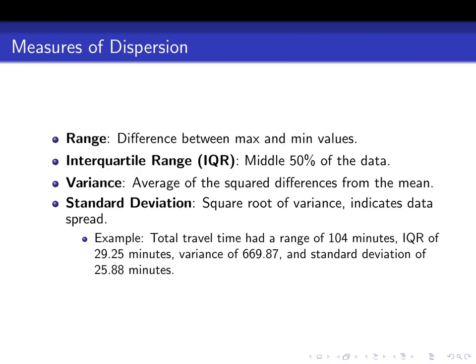On measures of dispersion, we have the range, which is the difference between the highest and lowest values, the interquartile range for the middle 50% of data, variance, and standard deviation for total travel time. We noted a range of 104 minutes, an IQR of 29.25 minutes, a variance of 669.87, and a standard deviation of 25.88 minutes.